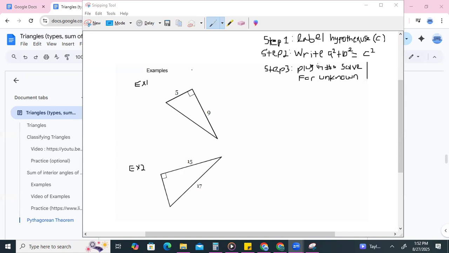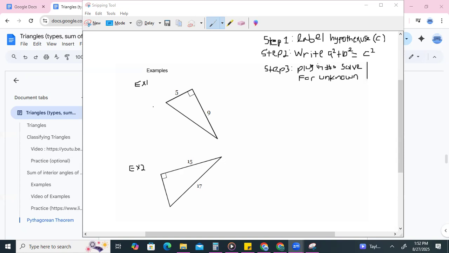So we're going to do two examples only. I could do more examples, contact me to do more examples, but right now I'm just doing two examples. Example one is finding a hypotenuse, and example two will be finding a leg.